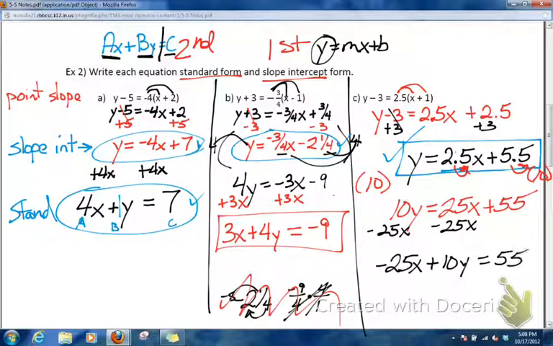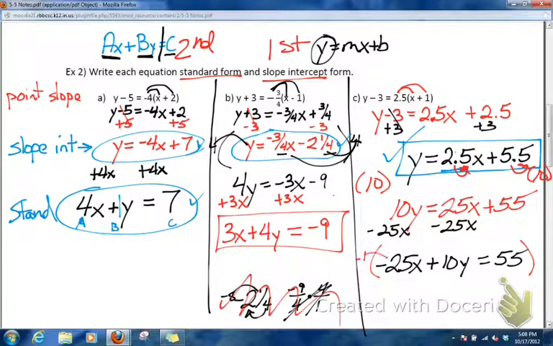Everything looks good, but uh-oh. I've remembered there's a third rule about standard form. That third rule is that a here has to be positive. The negative 25 can't be negative. It has to be a positive number. So how do I take care of that? Well, that should be even easier than before. We just multiply everything by negative 1.